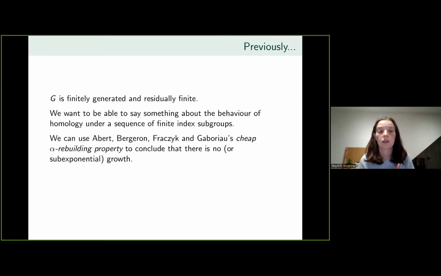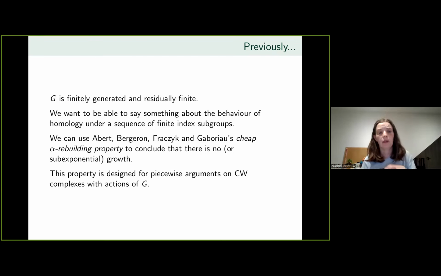And we're going to use this rebuilding property due to Abert, Bergeron, Fraczyk, and Gaboriau to conclude that there's no growth, or if we're looking at the size of the torsion parts, maybe what we're concluding is that whatever growth there is is sub-exponential. And this property is useful for us because it's designed to be used for piecewise inductive kind of arguments on CW complexes with actions of your favorite group. So it's a very useful tool for figuring out that you have no homology growth.